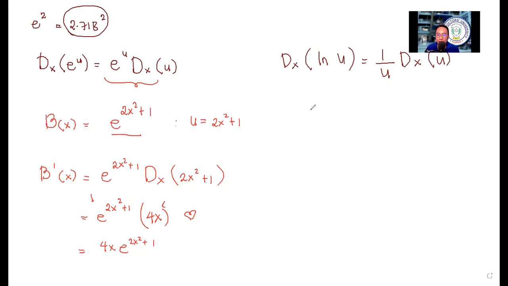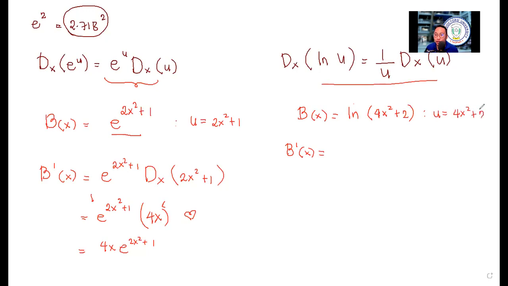So let's have this example. Let me change color so you can see. B of x equals ln of 4x squared plus 2. And I want you to find out what is the derivative, b prime of x. It's very easy. So here, we're going to follow this pattern, and our u, guys, is 4x squared plus 2.